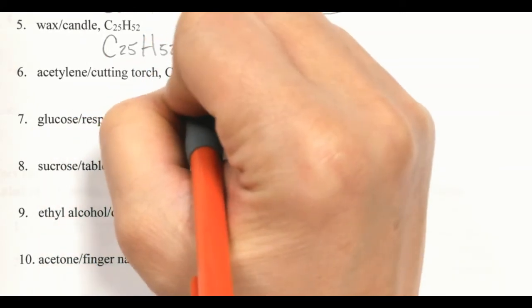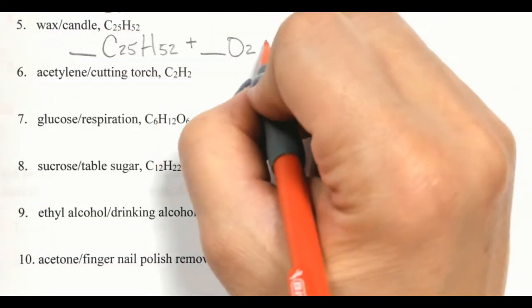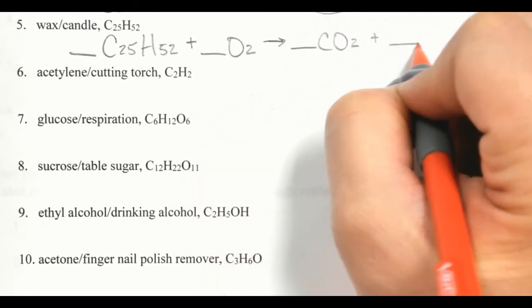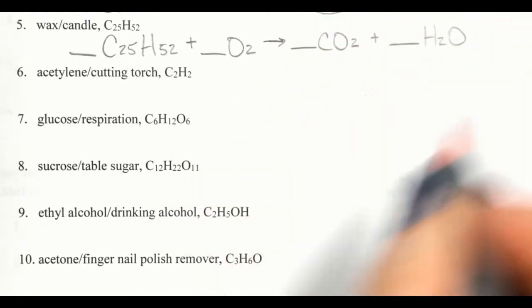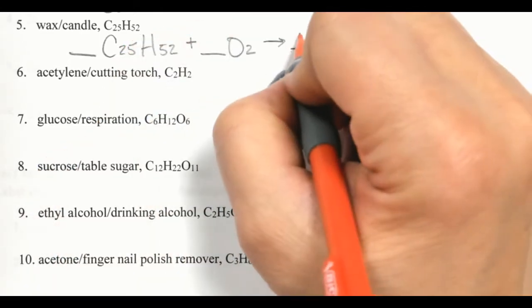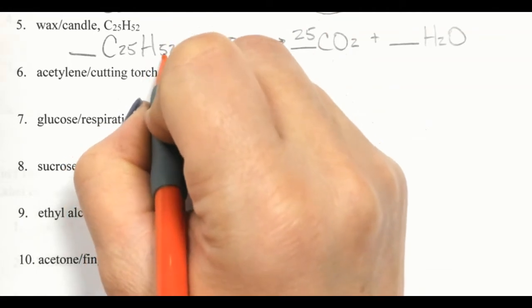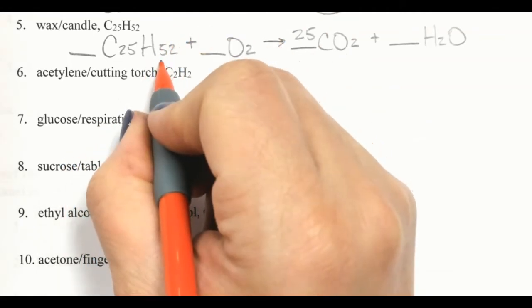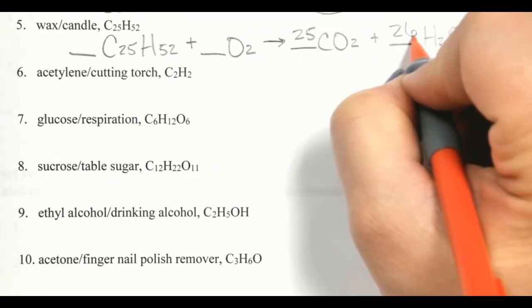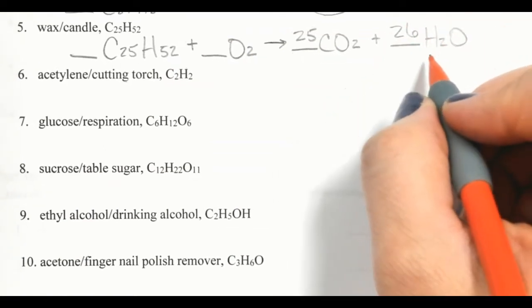C25H52 plus O2, go ahead and start writing my blanks, yields CO2 plus H2O. Okay, 25 carbons on the left, so 25 carbons on the right. We have 52 hydrogens on the left, so what times 2 is 52? It's going to be 26 times 2 is 52 hydrogens on the right.